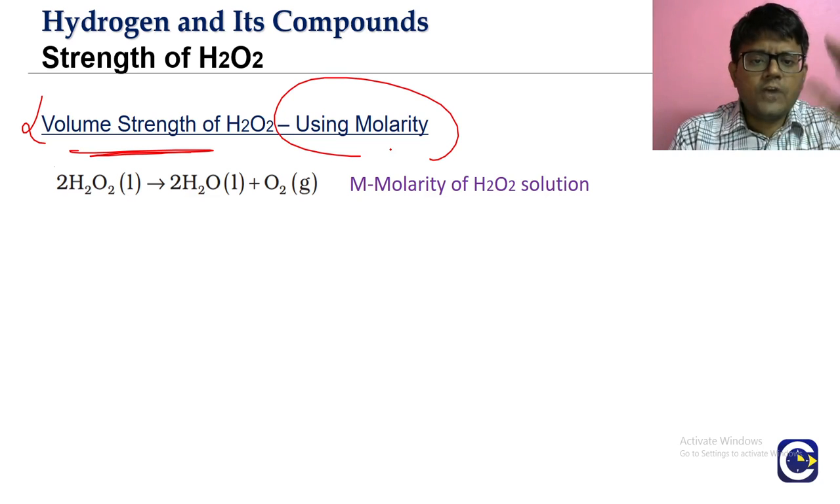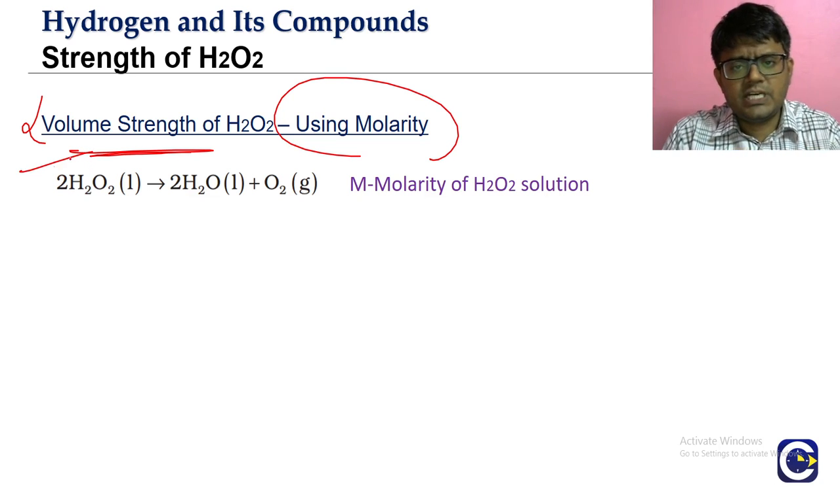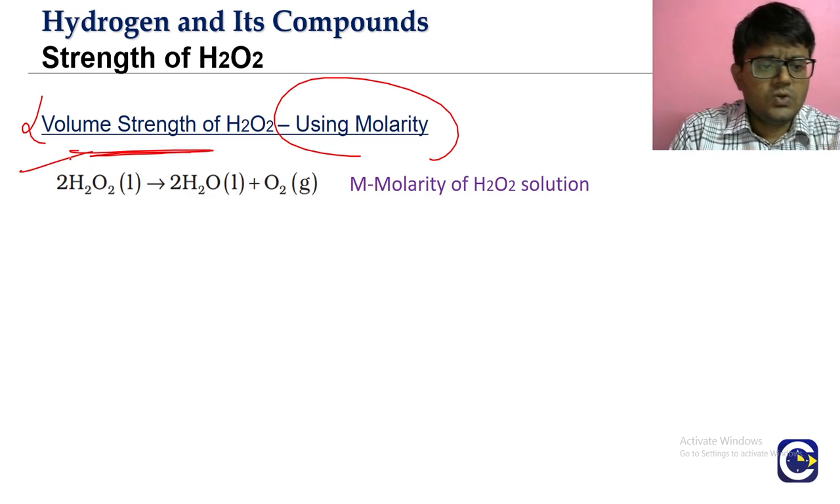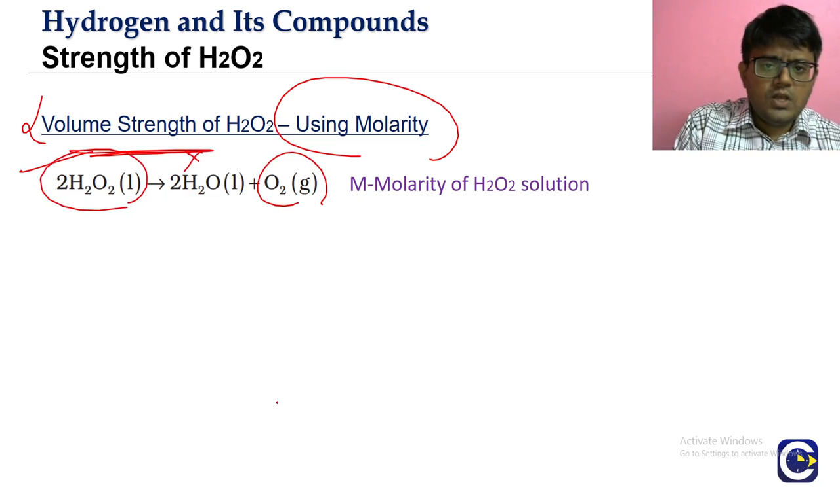Okay, so for all these derivations or conversions, we will begin with the base decomposition reaction. What is it? 2 moles of H2O2 will decompose to give us 2 moles of water. Water anyway we are not focusing on here. And 1 mole of oxygen gas. So we have to focus on these two. 2 moles is giving us 1 mole of oxygen gas.